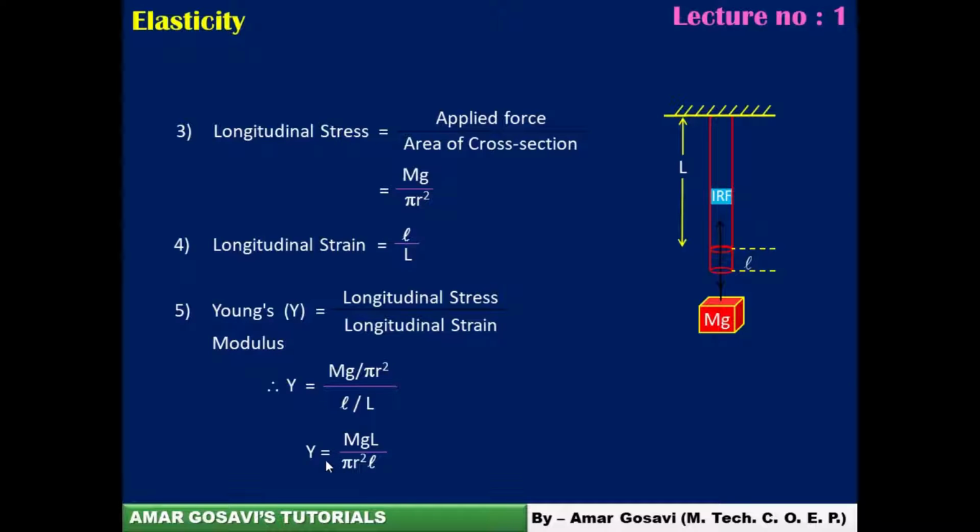Here capital Y is Young's modulus, capital M is the load which is attached to the wire, small l is the elongation, r is the radius of the cross section, and capital L is the original length. This is the equation for Young's modulus.